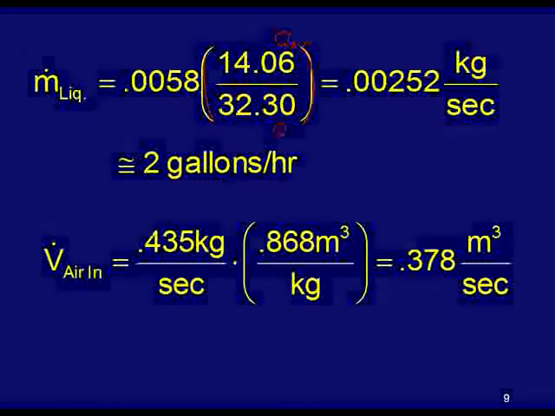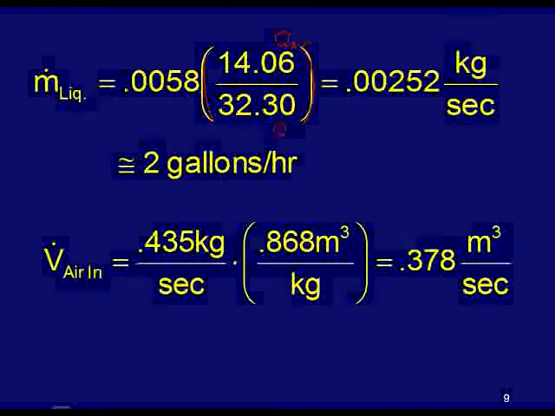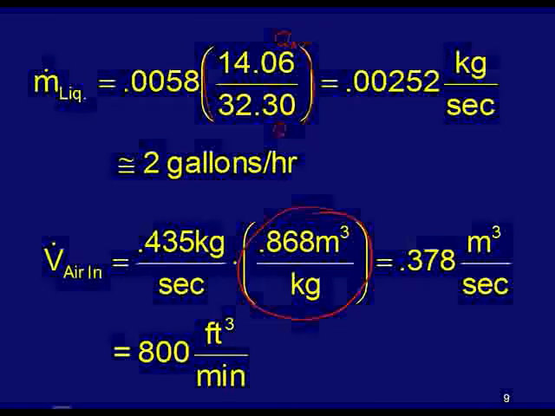If we calculate the volume flow of air that we're cooling in this evaporator, we scale our 0.435 kilograms of air per second times the volume that we found at state 1, 0.868 meters cubed per kilogram, comes out to 0.378 meters cubed per second, or 800 feet cubed per minute, or 800 CFM. And often you'll see your fans for your evaporator specified in CFM.